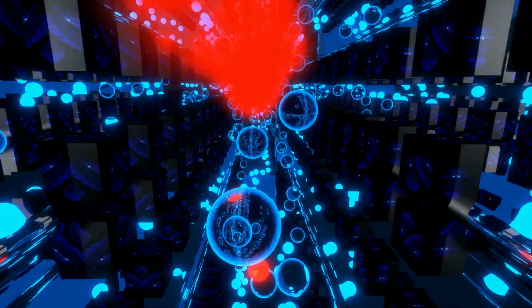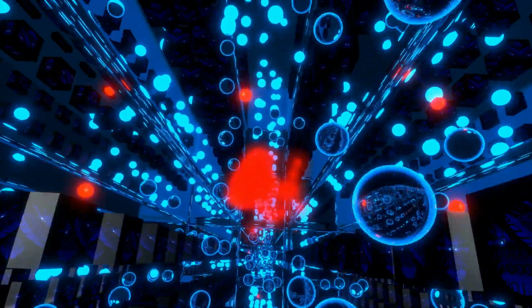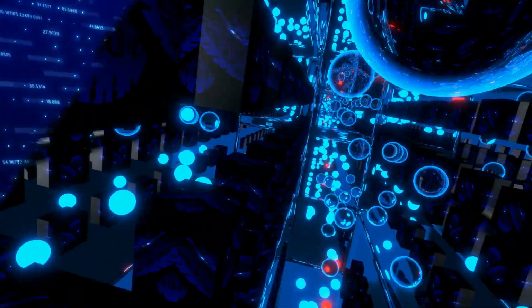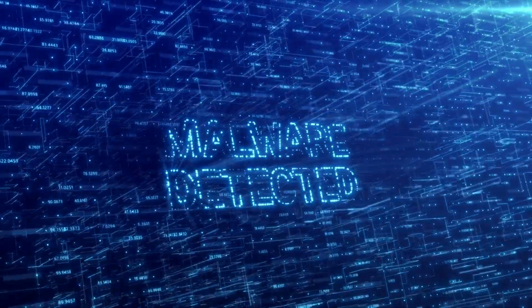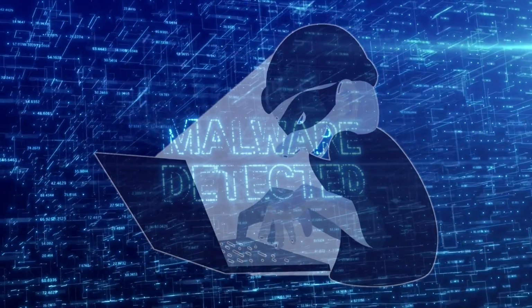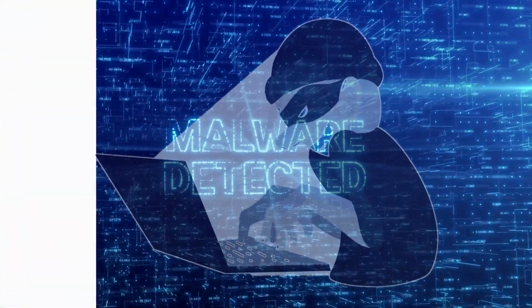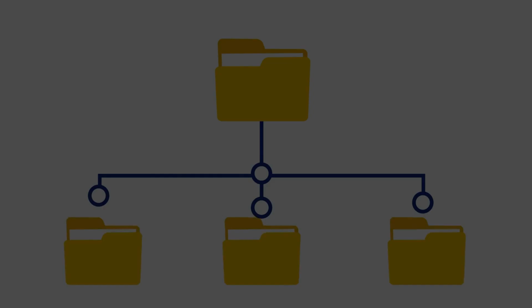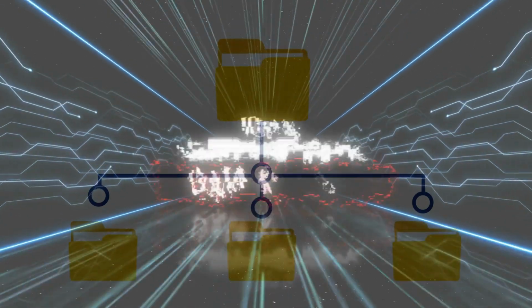Before we jump into the indicators of specific malware attacks, let's understand what malware actually is. Malware, short for malicious software, refers to any program or code that is designed to exploit or harm your computer system. It can wreak havoc on your files, steal sensitive information, or grant unauthorized access to hackers.